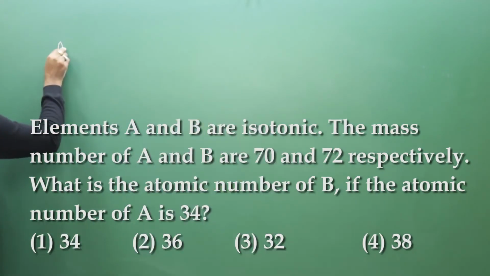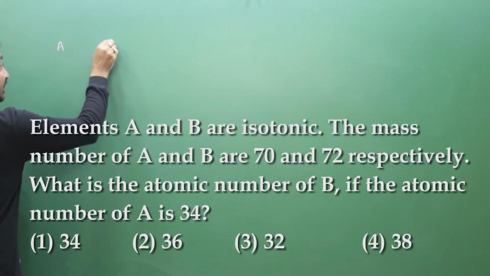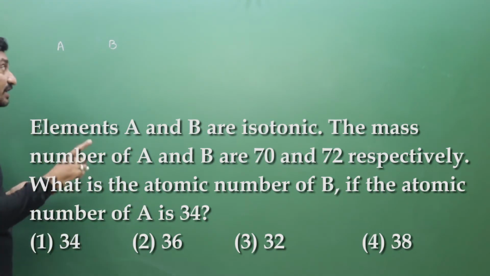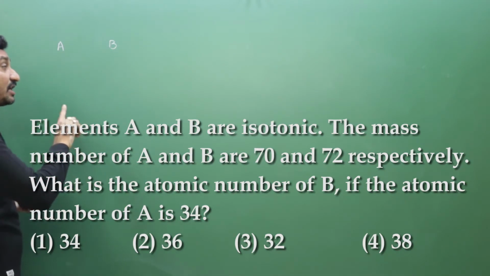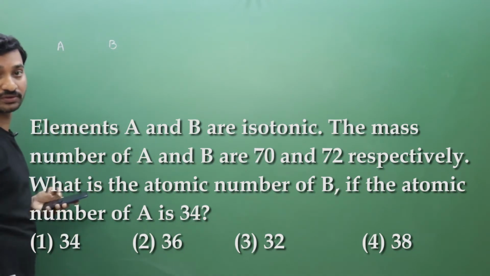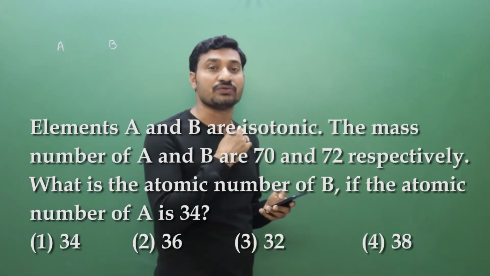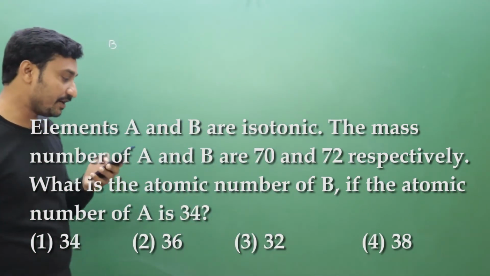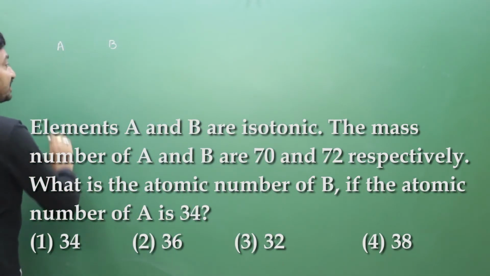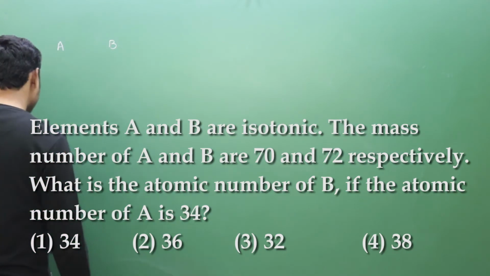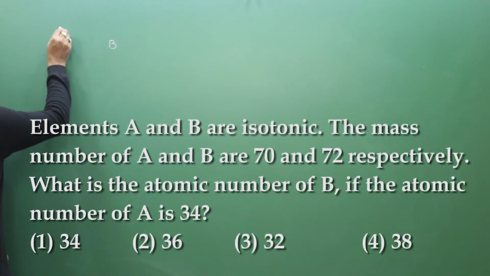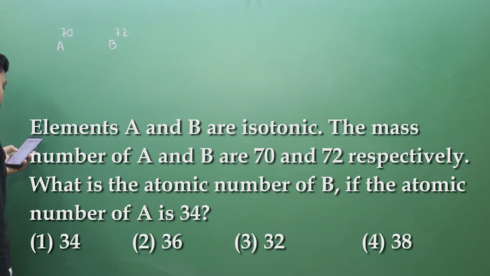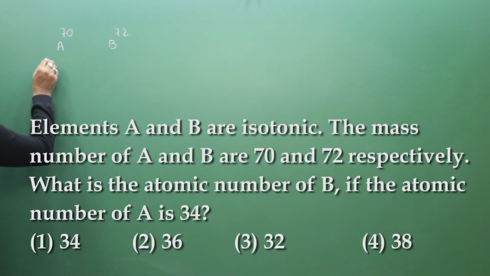Two elements are given. A and B are isotonic. Isotonic solutions means osmotic pressure is the same. But here A and B are elements. Elements that are isotonic means they are isotones, having the same number of neutrons. You know what isotones are? Isotones means having the same number of neutrons. So A and B are isotones. That means both elements have the same number of neutrons. Mass numbers: A is given 70, B is given 72. The atomic number of A is given 34.